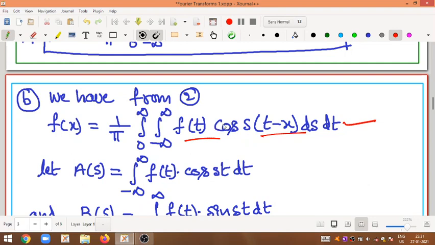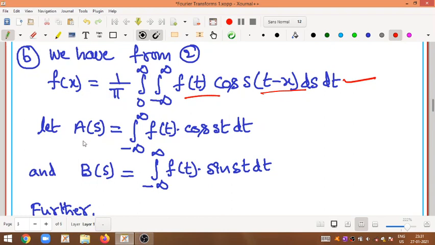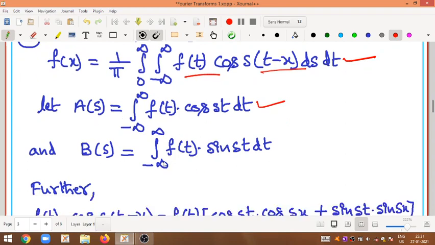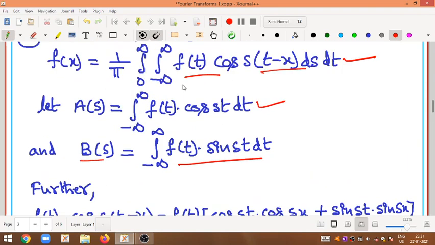Just derived. Here, for further next form, we are taking A of s as the integral from minus infinity to plus infinity of f of t into cos st. For our convenience, we are taking this value as A of s, and the integral from minus infinity to plus infinity of f of t into sin st into dt as B of s.